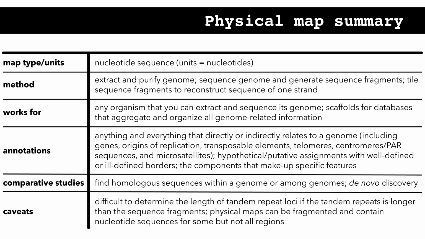Physical maps are generated by tiling sequence fragments. This approach works well for unique sequences, but doesn't work well for tandem repeats, especially determining tandem repeat length. Also, not all physical maps are full-length sequences of an organism's genome. Sometimes physical maps are nucleotide sequences of some, but not all regions of the genome. Despite these caveats, physical maps are the most utilitarian of all genome maps. They provide the most detail, have the best resolution, and can be annotated with anything related to a genome. Therefore, when you interact with a genome map as part of your career, chances are it'll be a physical map.